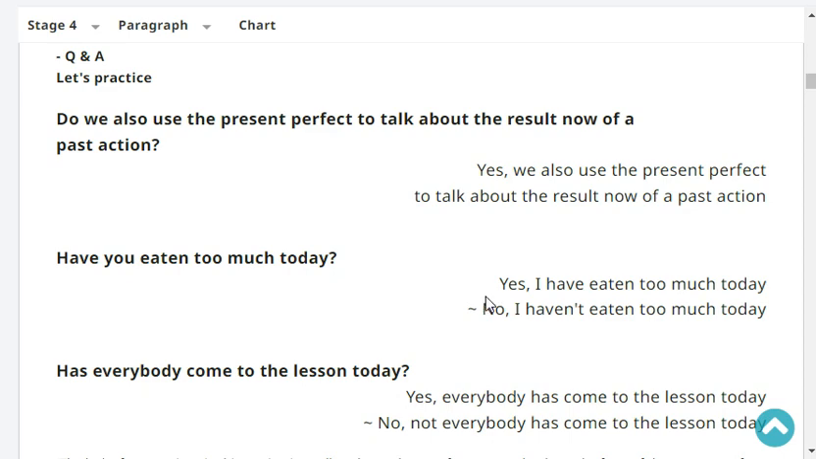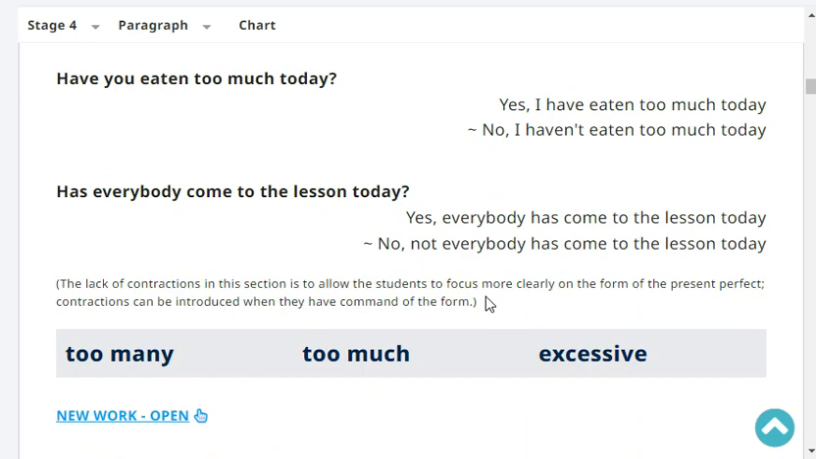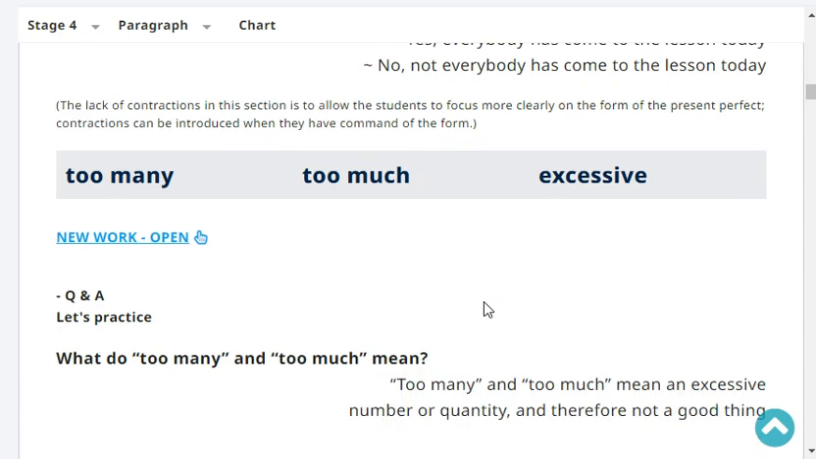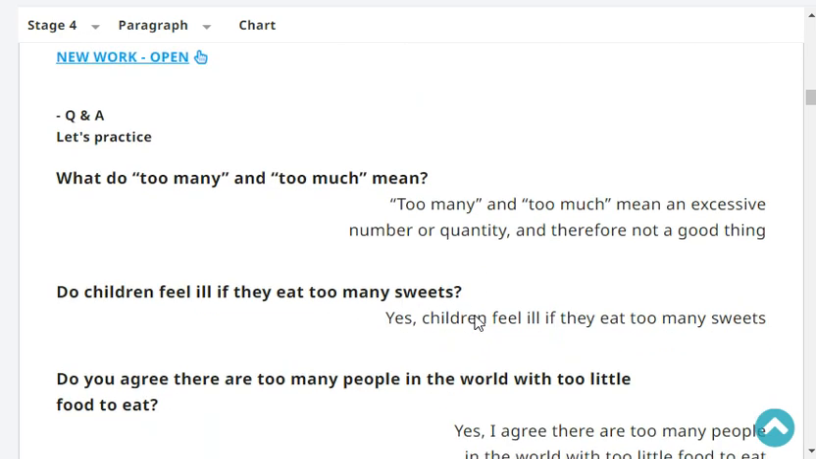Have you eaten too much food today? Yes or no? No, I haven't eaten too much food today. Very good. Has everybody come to the lesson today? Yes or no? Yes, everybody has come to the lesson today. Very good.